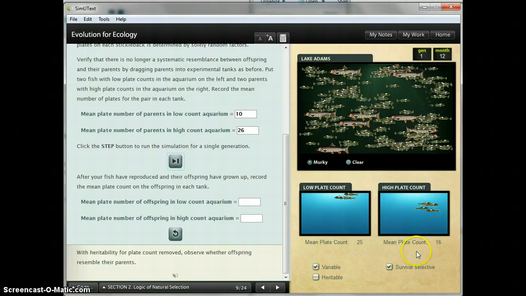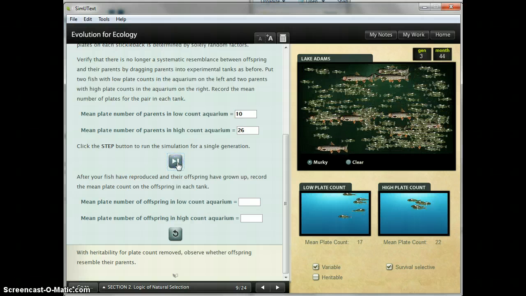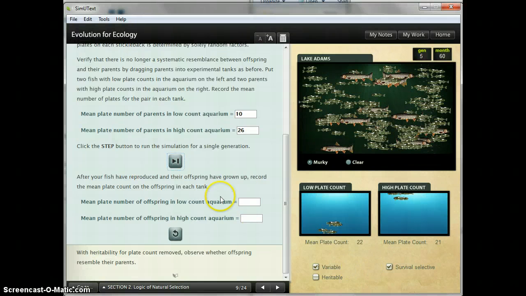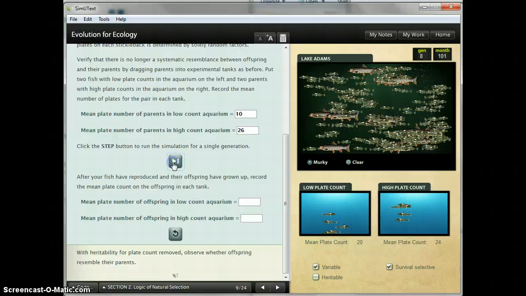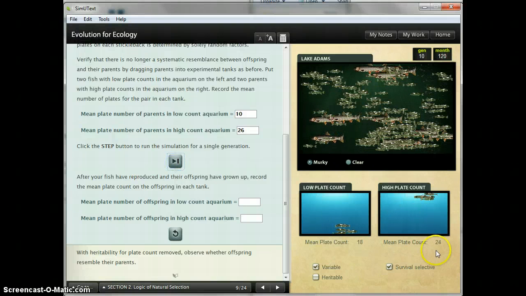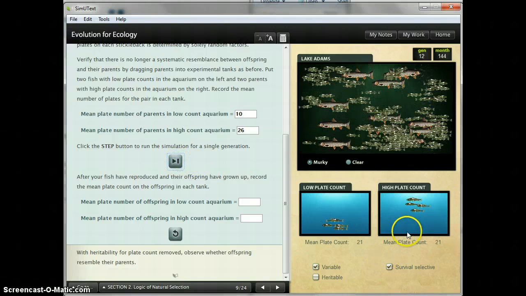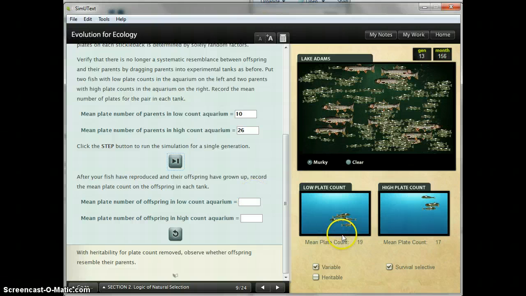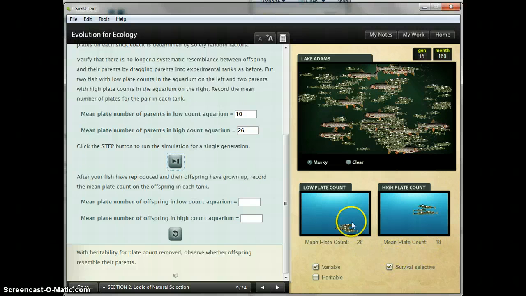You'll notice right away we've seen a change in the mean plate count in what started out as our high group. And each time we run it, we see that there are changes occurring, with occasionally the numbers changing pretty dramatically, so that we can't necessarily tell what's going to happen from one generation to the next. Sometimes it gets larger, sometimes it gets smaller, but we see that they're not staying nearly as close as they were when we were running it with heritability in place.